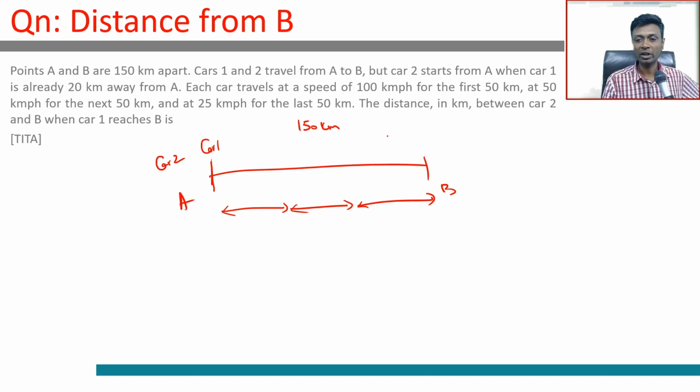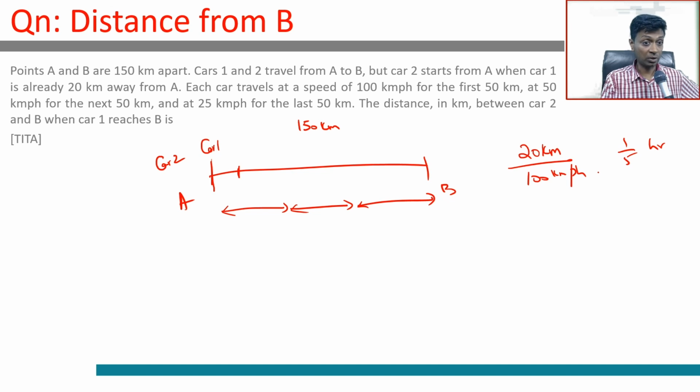Think about this. Car 1 is 20 kilometers away from A. Car 1 travels at a speed of 100 kilometers per hour for the first 50 kilometers. So for the first 20 kilometers, car 1 would have taken 20 by 100 kilometers per hour, which is 1 by 5 of an hour. Fine, so 12 minutes. Now car 2 starts 12 minutes behind car 1. Finally, when car 1 reaches here, car 2 will be at a point where it's going to reach in 12 minutes. This is the last stretch.